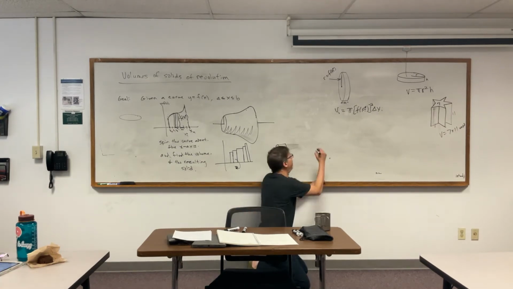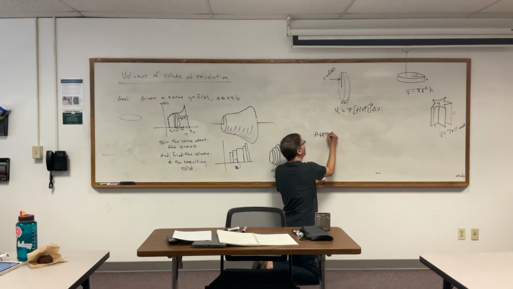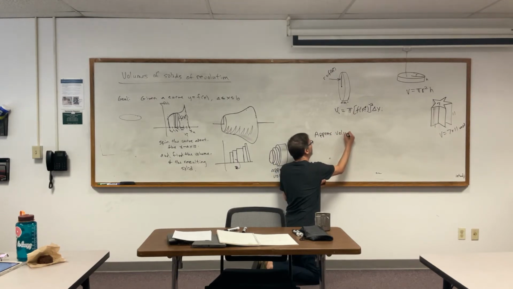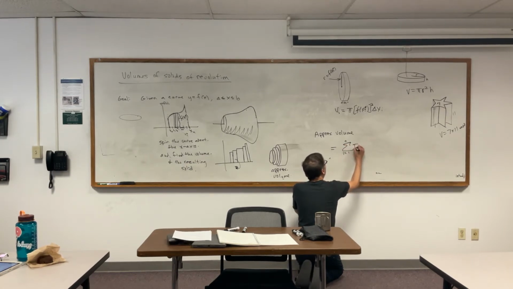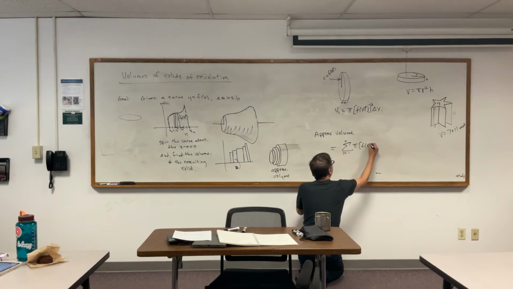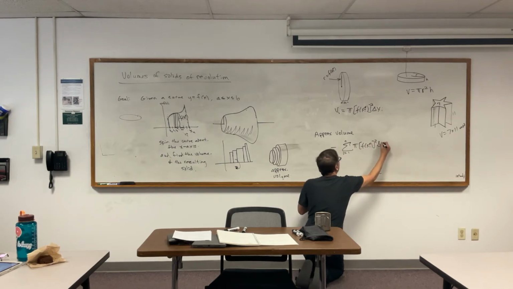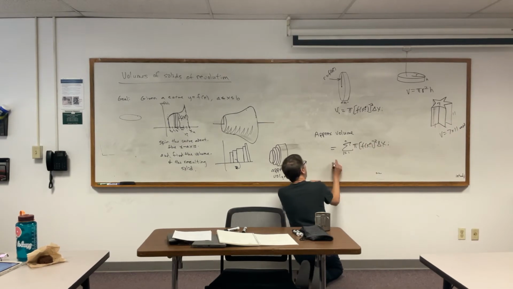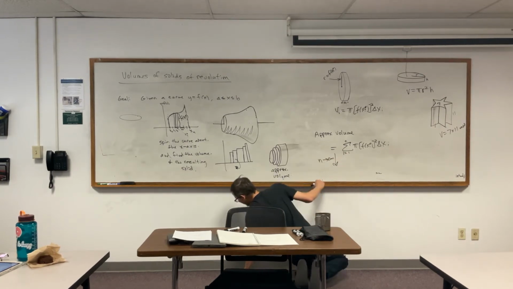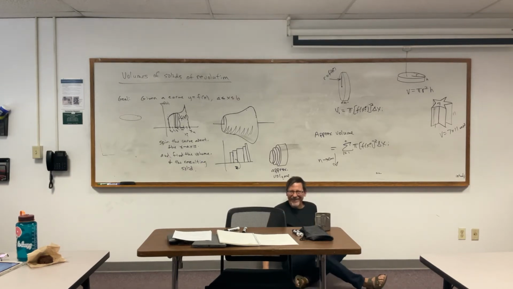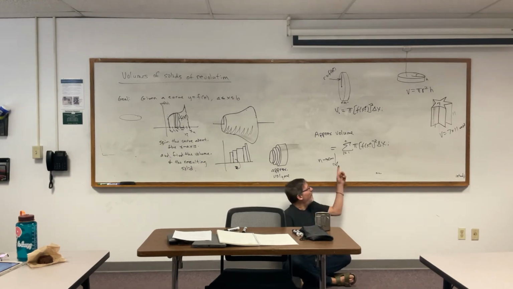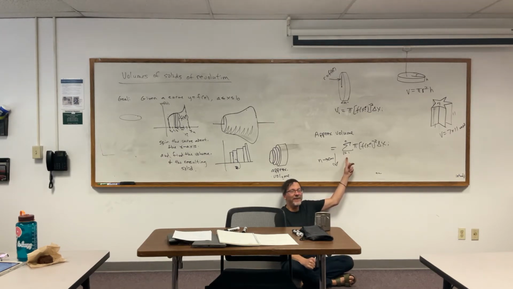So the approximate volume, we're going faster every time. Approximate volume is equal to the sum, as i goes from 1 to n, of pi f of x sub i star squared delta x sub i. And now I'm just going to let n go to infinity. What happens to that? Somebody help me out here. Have you seen this enough to remember where this goes? What does the sum sign turn into?